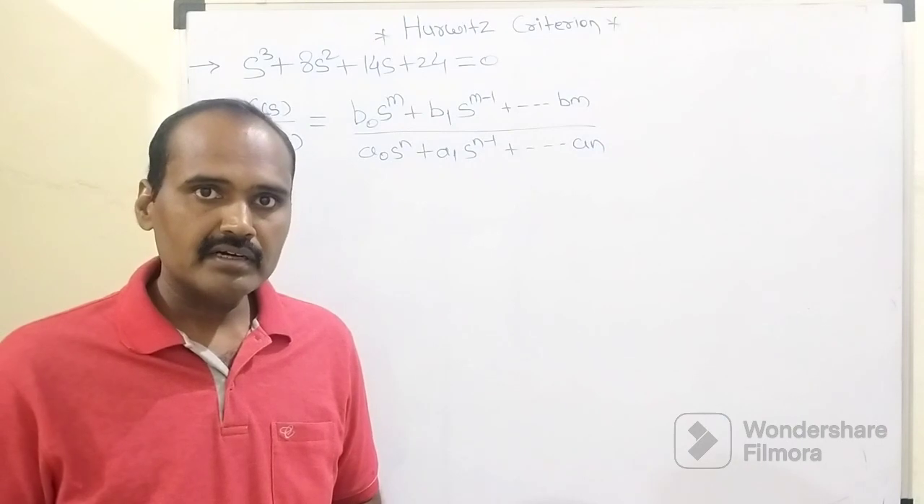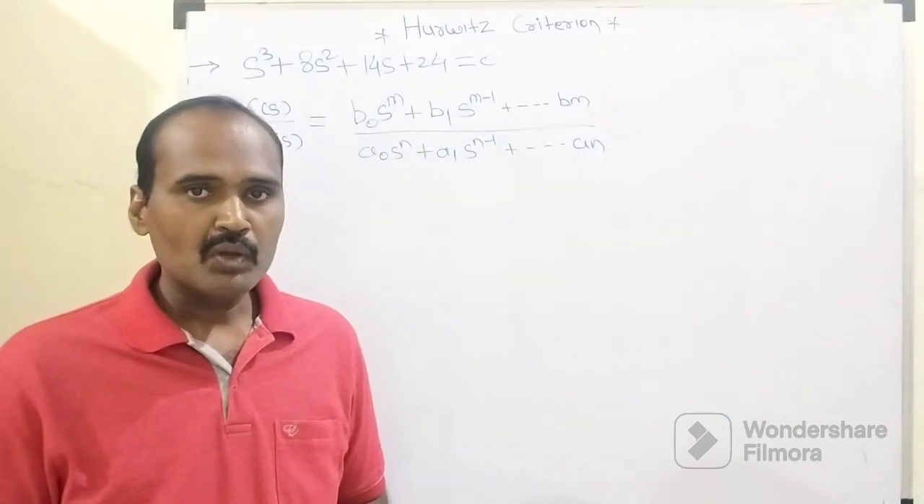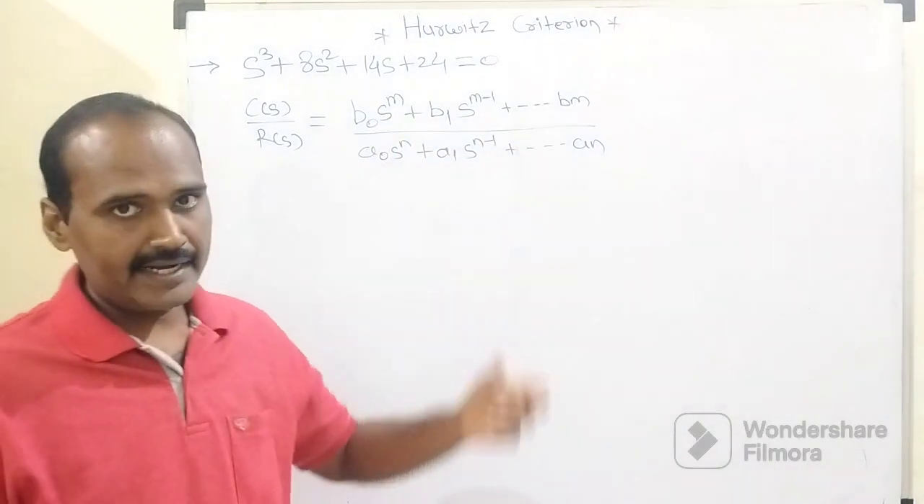So friends, as far as today's session is concerned, we will try to learn the stability criteria used in control system engineering, whose name is nothing but the Hurwitz criteria, right?